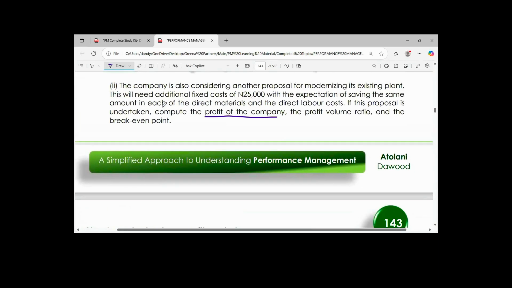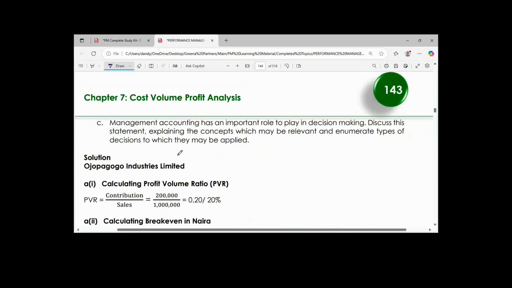Then for requirement number C, the examiner is asking that management accounting has an important role to play in decision making. Discuss these statements, explaining the concepts which may be relevant and enumerate types of decisions to which they may be applied. We have done this severally in some of our previous classes. When we had operating statements, I mentioned it. When we had relevant costing, I mentioned it. We also demonstrated with an example past question. When we got to short-term decisions, I also mentioned it.